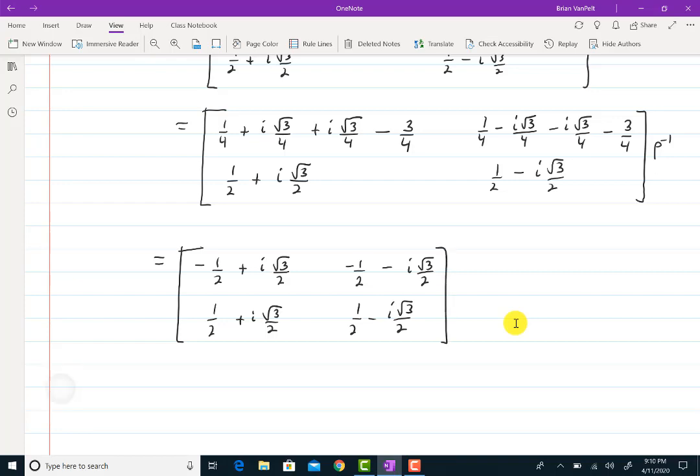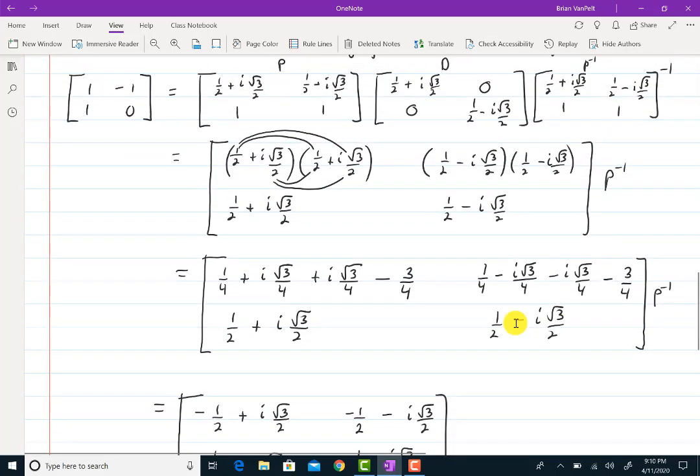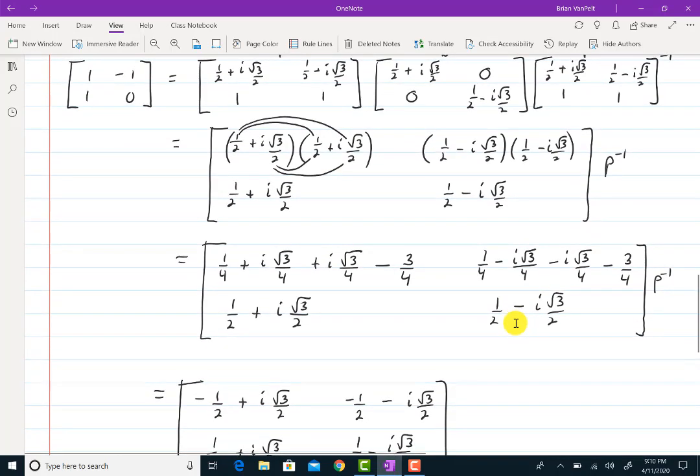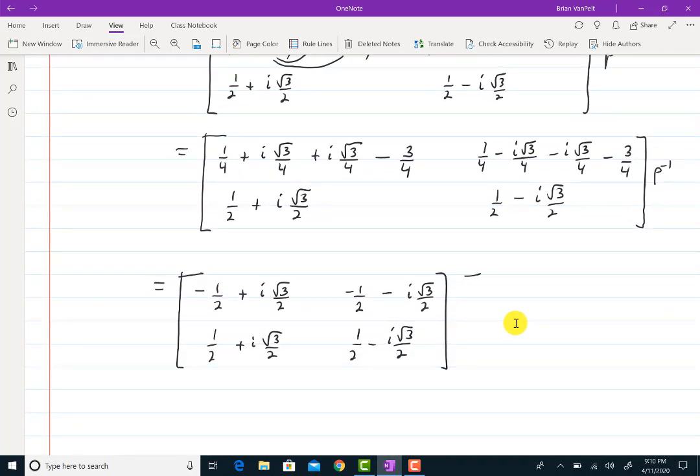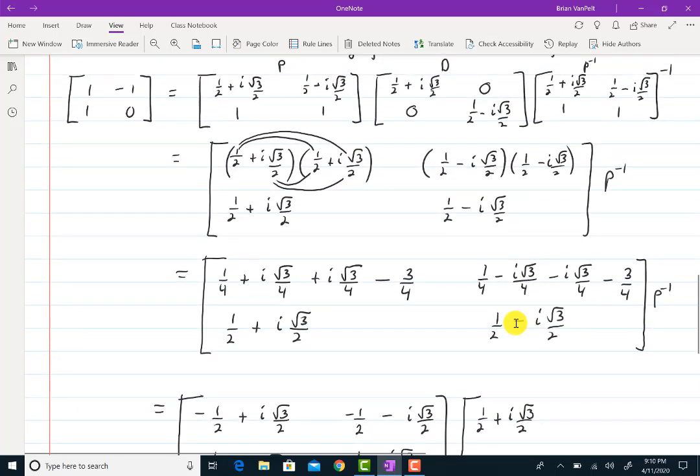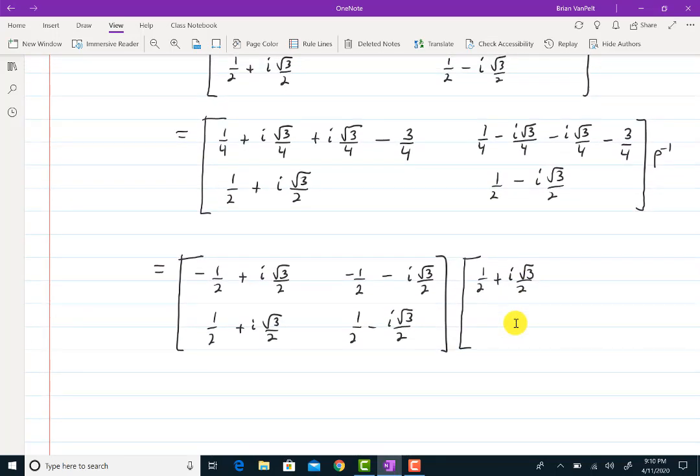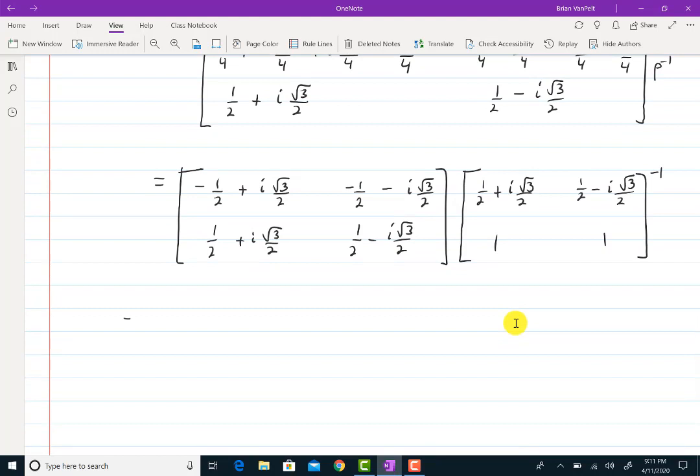And now I'm ready to do P inverse. So let me put down what P was. That was 1, 1/2 plus i radical 3 over 2, and 1/2 minus i radical 3 over 2, and then I had 1s down here. Now for a 2 by 2, if you'll recall, to find its inverse, there is sort of a formula for it.